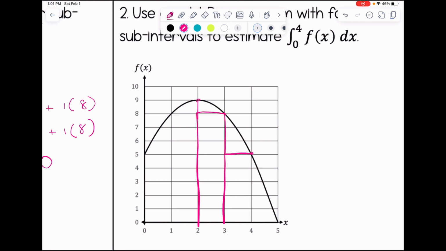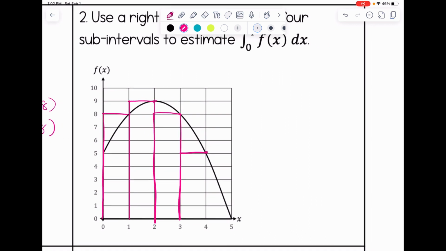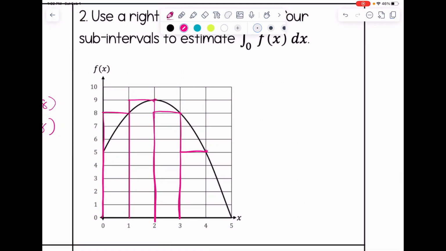And then I'm going to continue to do that. And you're going to see here that some of these rectangles are above the curve, some of them are below the curve. That will change, and we'll talk about that in the upcoming lessons too, of whether the function is increasing or decreasing. That will change that idea. All right, so let's find the area. So the first rectangle is 1 times 8, 1 times 9, 1 times 8, and 1 times 5. So this estimate also comes out to be 30.